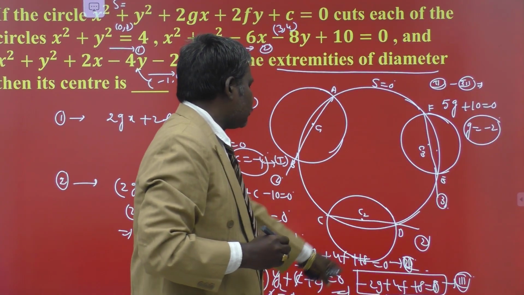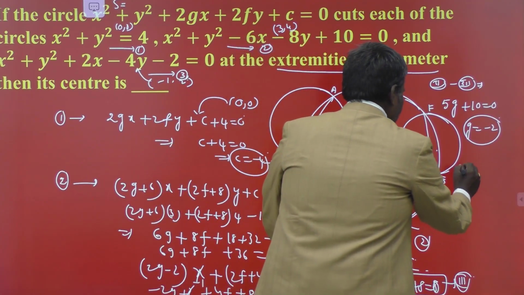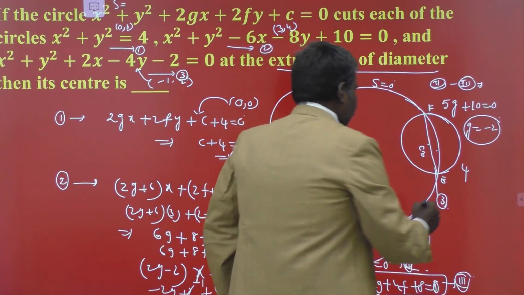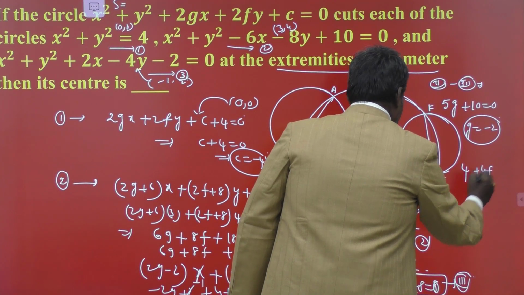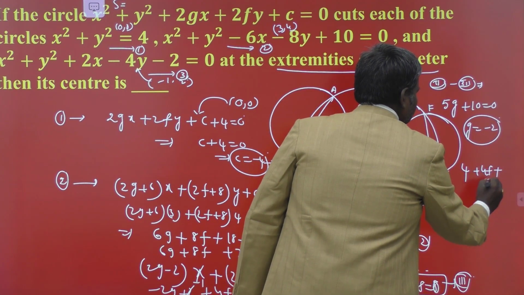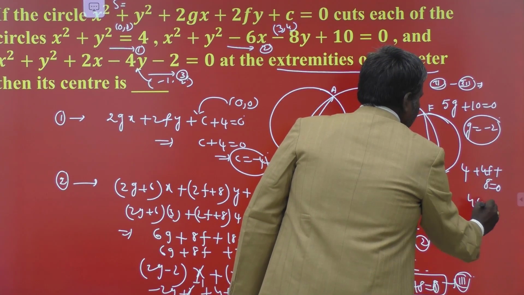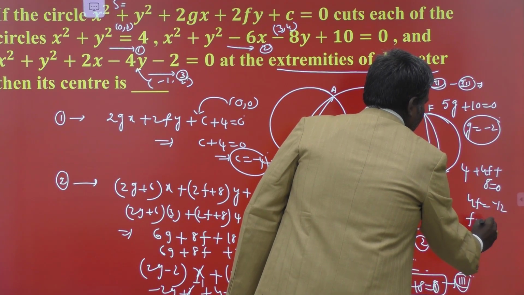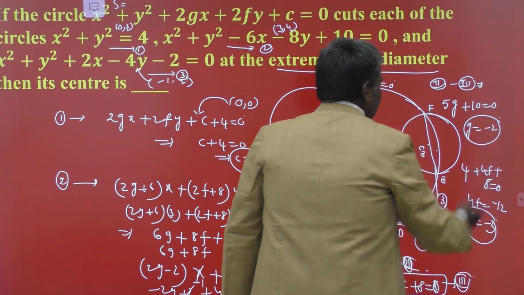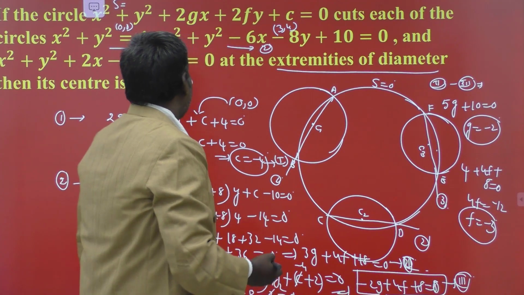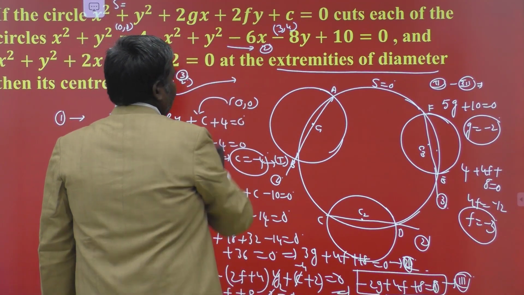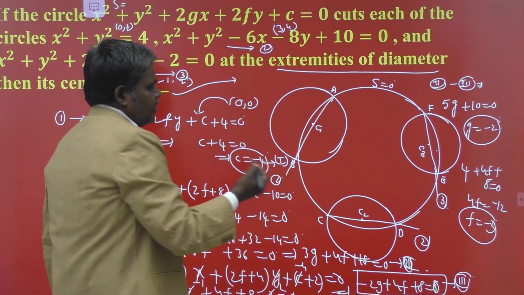Substitute g equal to minus 2 in 3. 2 twos are 4. Again plus 4f plus 8 equal to 0. So 4f is equal to minus 12. f is equal to minus 3. So g is minus 2, f is minus 3. What is the center here? The required answer is minus g comma minus f, that is 2 comma 3.